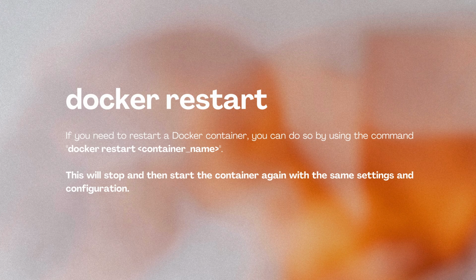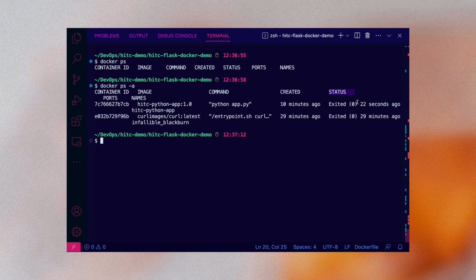If you need to restart a Docker container, you can do so by running docker restart and the container name or ID. This will stop and then start the container again with the same settings and configuration. So let's start the stopped container that we've just executed previously with the docker stop command. That will be the head in the clouds Python app.